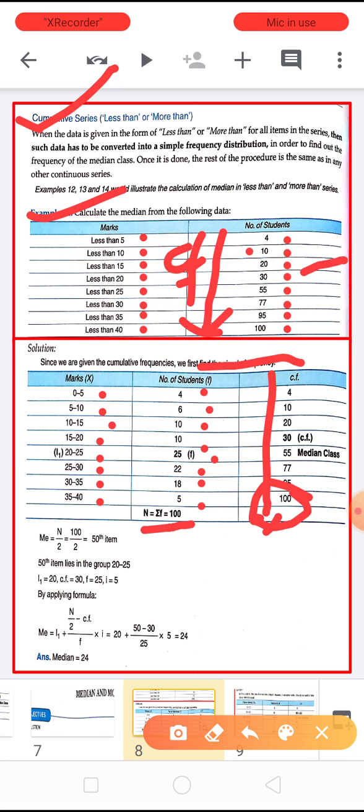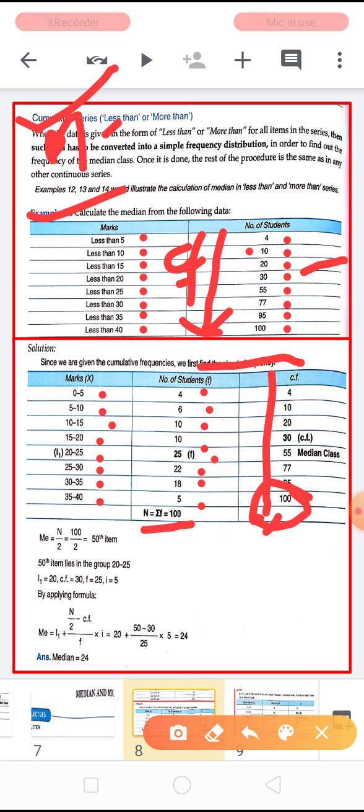First step, which is arranging the data into the ascending and the descending order, is completed. Now our next step is we need to calculate the cumulative frequencies. That is also done. Then the third step is we need to find out the median item.